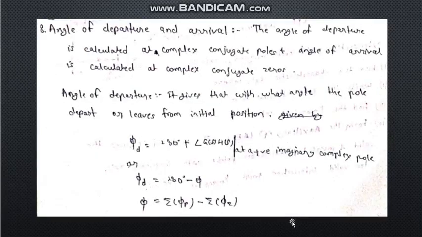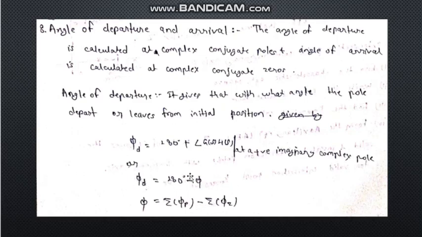So the last step is to calculate angle of departure and arrival. The angle of departure is calculated at complex conjugate poles and the angle of arrival is calculated at complex conjugate zeros. So how to find angle of departure? The formula is this: phi d equal to 180 plus summation of angles at a positive imaginary complex pole. Or a simpler formula is this: phi d equal to 180 minus phi, where phi is equal to summation phi p minus summation phi z. This is the angle of departure.